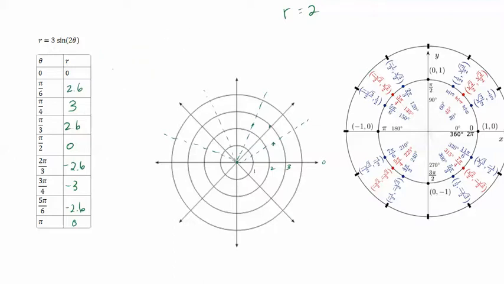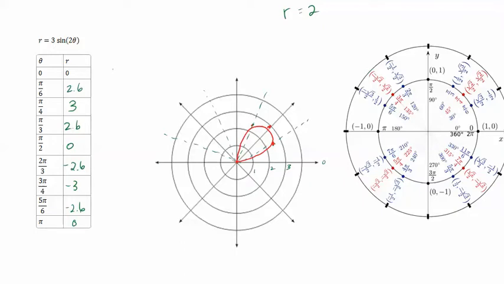So for 0, I plot 0. Let's do red. 0, I plot 0. At pi over 6, I'm plotting about 2.6, and I filled in some of my other lines, my pi over 6 and my pi over 3 line. For pi over 4, we're plotting 3. For pi over 3, we get 2.6, and then for pi over 2, we get a 0 again. What's happened is we've sort of got a petal here. So we can think about that we have that petal.